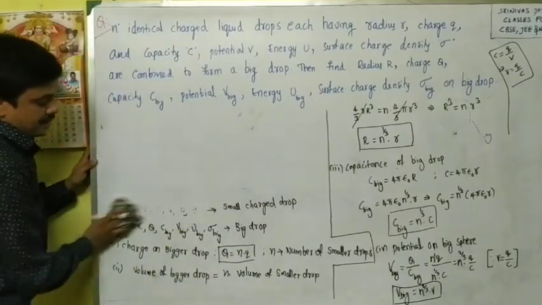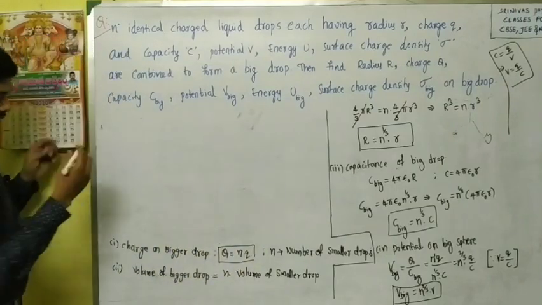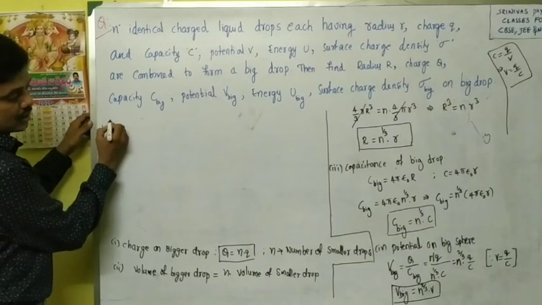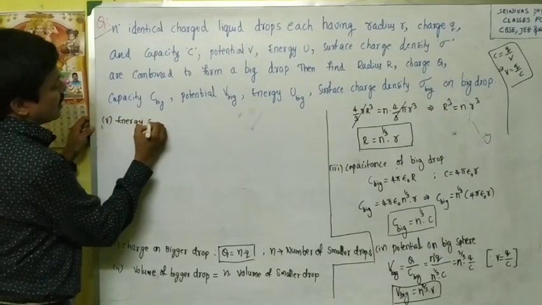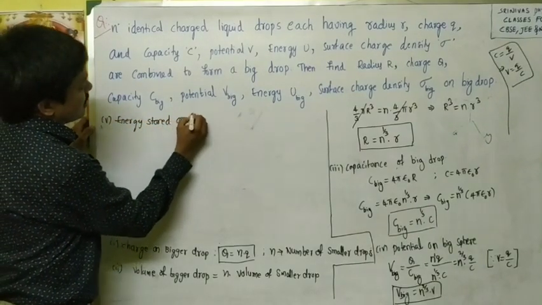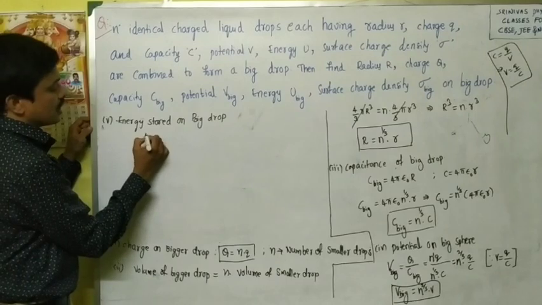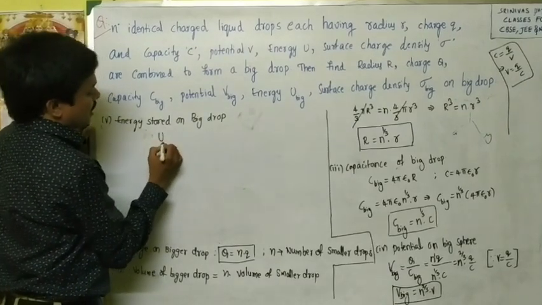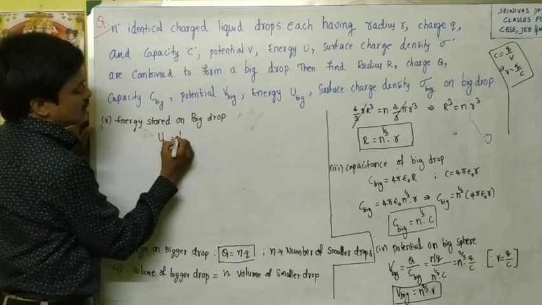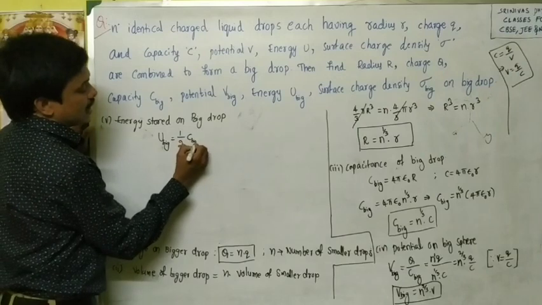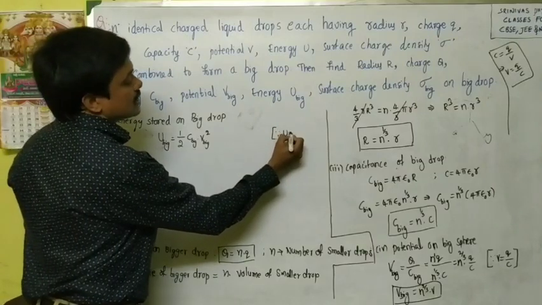And now let us see here. We have to find out the energy stored on the bigger drop, right? Now, what is the energy stored on the bigger drop? That is the fifth point I am going to tell. Energy stored on the big drop, right? Energy stored on the bigger drop is U. U on the bigger drop is equal to, the energy formula is what? Half CV square we take: C on the bigger drop into V on the bigger drop square.